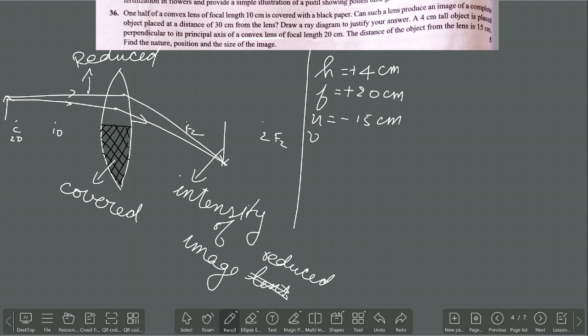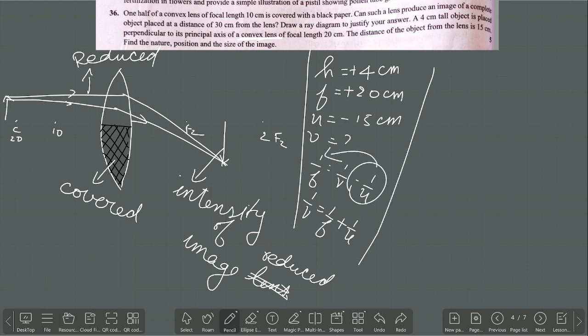First let us calculate the position. So what is the formula? 1 by f is equal to 1 by v minus 1 by u. So 1 by v is equal to 1 by f plus 1 by u. Why? Because the minus 1 by u comes to the other side and becomes plus. So substitute the values. 1 by v is equal to 1 by, what is the value of f here? 20, plus 1 by, what is the value of u? Minus 15. Plus into minus is minus. So 1 by v is equal to 1 by 20 minus 1 by 15.